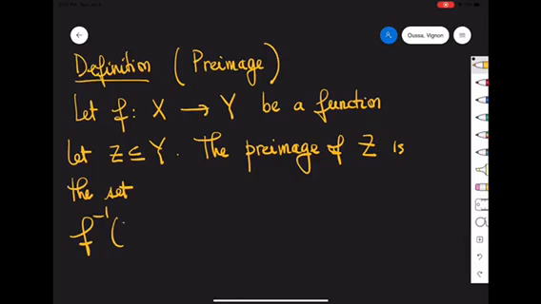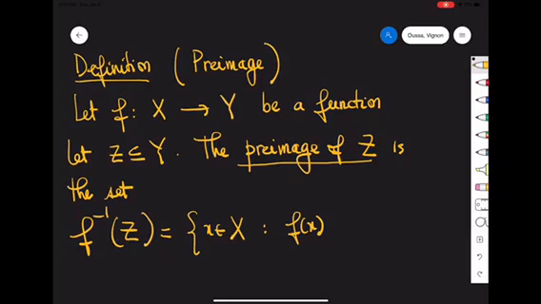Now, please be careful with this notation, because I didn't tell you that f was injective, and I didn't say that it was bijective either. So f inverse is not a function here, because the function may not be invertible. However, this is a notation which stands for the preimage of a set. Do not confuse this with the function f inverse, which may or may not exist. But in any case, the preimage of Z is the set of all little x in the domain such that the image of x is an element of the set Z.